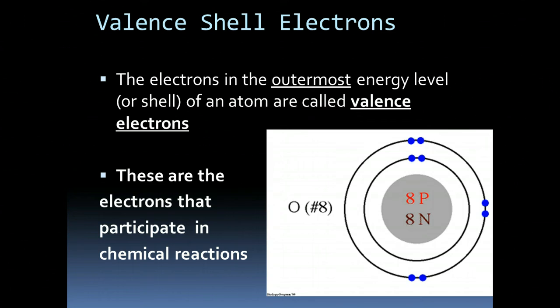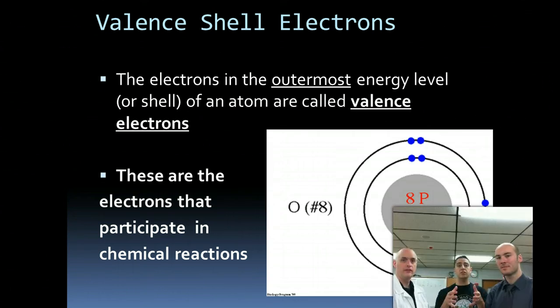The reason why they're more important is because they're on the outermost rings. So if you look on the diagram there, those 6 that are on the very far outside part, those are your valence electrons for oxygen. And they're so important because the valence electrons are the ones that are actively involved when you combine stuff.